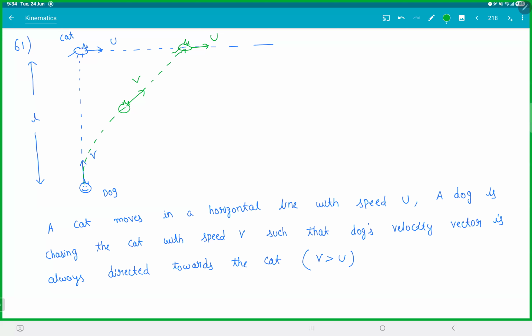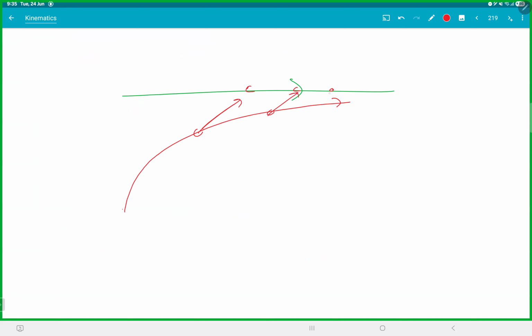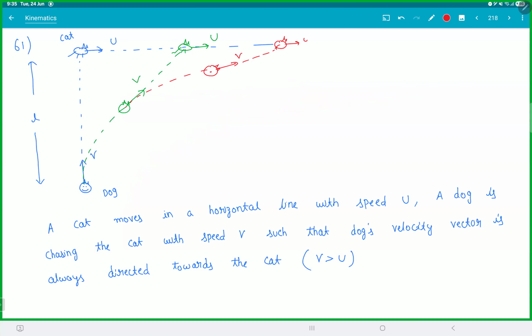After some time, the cat comes here. The dog from here, again, it changes direction. It is going like this. Are you getting how the dog is chasing it? So it's kind of like this. As the cat is going like this, the dog will keep chasing like this. It is always looking at the cat. If the cat is here, it is looking here. If the cat is here, it is looking like this. It is getting closer and closer to the cat, and eventually, because the speed is more, it will catch the cat. Are you guys able to visualize this whole picture? How the dog is chasing the cat?